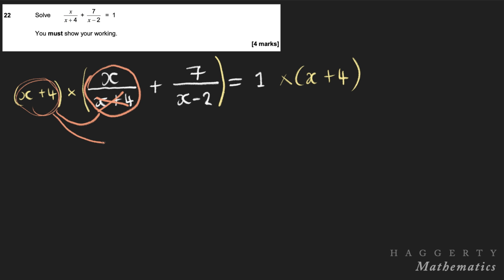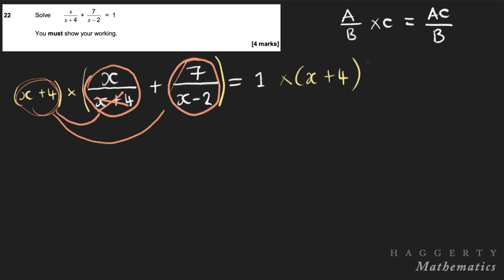And then when you times it with this second fraction, 7 over x minus 2, you just have to introduce the x plus 4 as a factor into the numerator, right? Because you're taking a fraction and you're timesing it by something. So if you have a over b and you're timesing it by c, then you can just bring that c as a factor into the numerator. So you can just write it as ac over b. That's essentially what I'm doing.